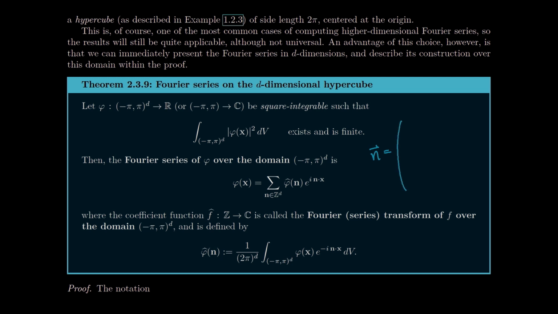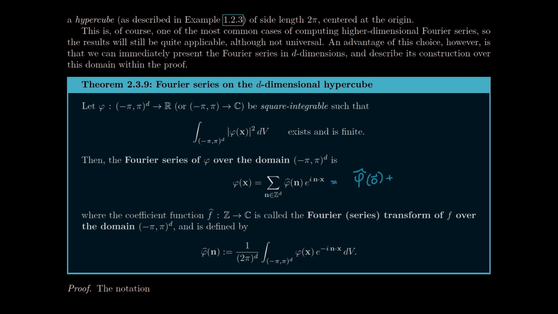n as a vector will just be n1, n2, up to nd, with each one of these an integer. And recall the integers are just the whole numbers from minus infinity to plus infinity. So this is dot, dot, dot, negative 3, negative 2, negative 1, 0, 1, 2, 3, dot, dot, dot. So it's all vectors of that form that I sum over. And you may ask me, is it even possible to sum over that? The answer is yes. You can certainly sum over it because you just start with the vector of all zeros, and then e to the 0 power is 1.